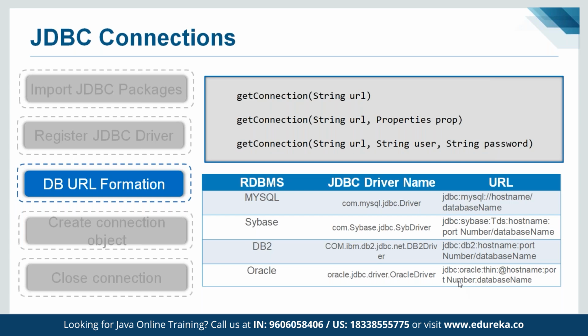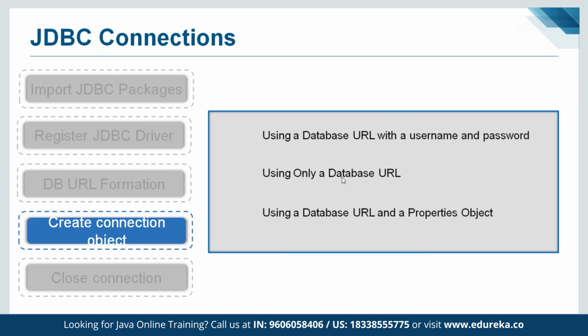I told you what is port number. Mouse is connected to the mouse port. Printer is connected to the printer port. So to identify the application, port number, then the database name, XE is the database name or service name. Once you get that, we can make a connection using a database URL with a username and password. Only with the database URL, different ways you can connect.